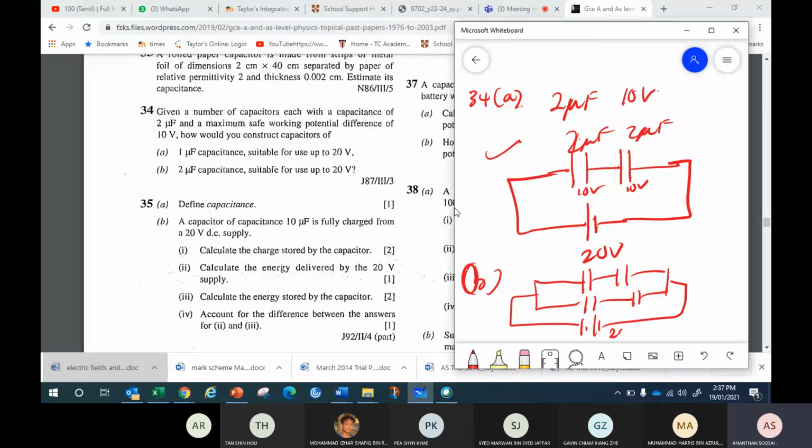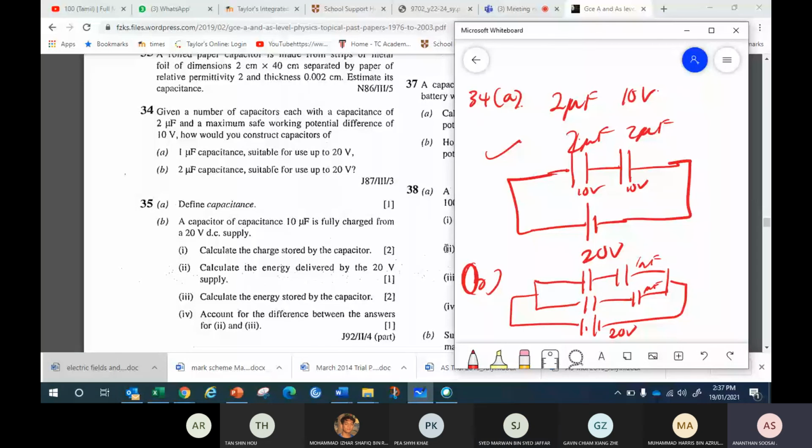Sorry, yeah, 20 volt again. So up is 1 microfarad, down is 1 microfarad. So combined all of them make 2 microfarad. Each gets 10 volt, so it's safe. So good. So B is done. Arrangement. Okay, good. Now let's move on to 35.